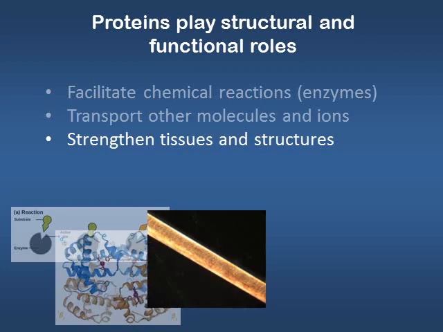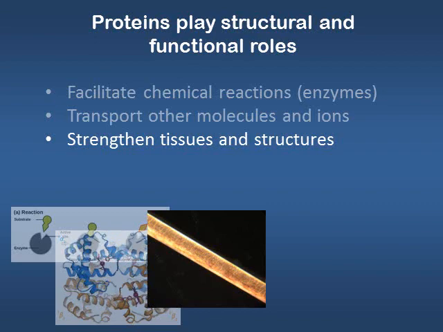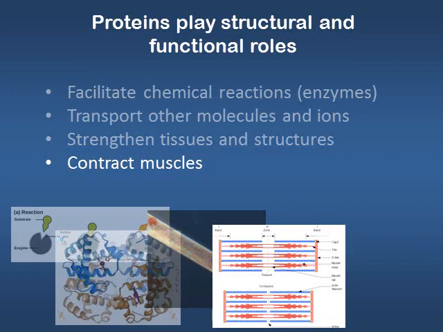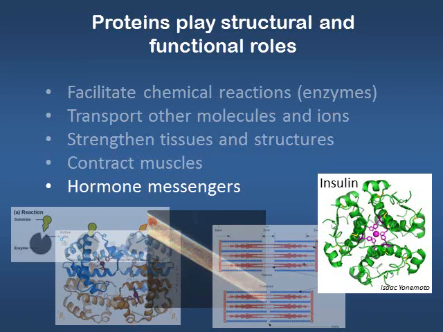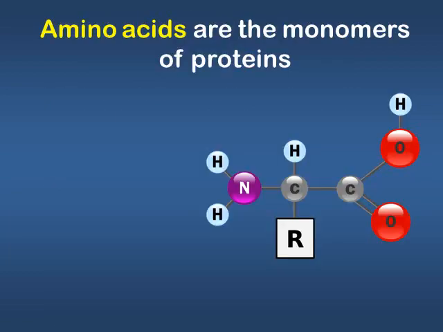Proteins can strengthen structures like your hair. The protein keratin is important in hair, and tissues. The protein collagen is important for most of our biological tissues. Muscle contractions are the interactions of two proteins, actin and myosin. And there are also proteins that play roles as hormones, transmitting chemical messages like insulin, which lowers your glucose levels in your blood.